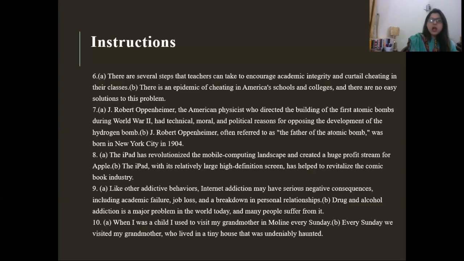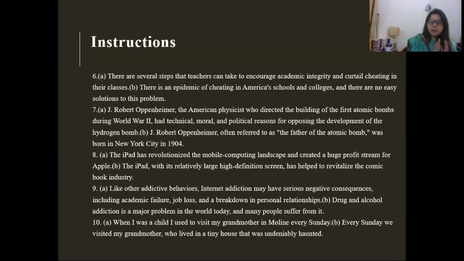On the other hand, the first statement tells us that he was the American physicist who directed the building of the first atomic bombs during World War II, and he had technical, moral, and political reasons for opposing the development of the hydrogen bomb. So simply by reading the thesis statement, we know that the writer is going to tell us more about the physicist's technical and moral and political reasons for opposing the development of the hydrogen bomb.